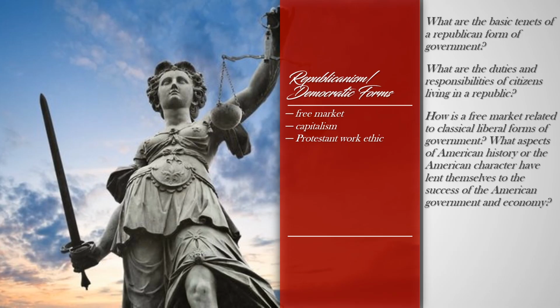So there are several basic tenets to living in a republican society. Number one is the worth of the individual. Every individual has value. Number two, the equality of all persons. So that goes back to the Equal Protection Clause of the Constitution. Now, this does not mean equal in ability.